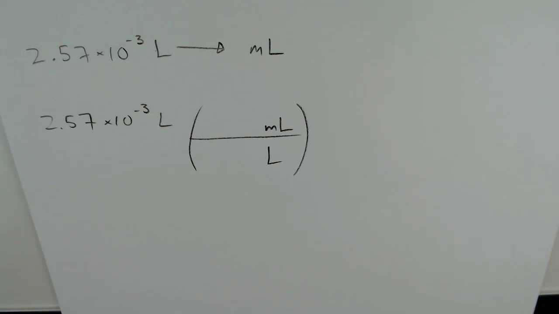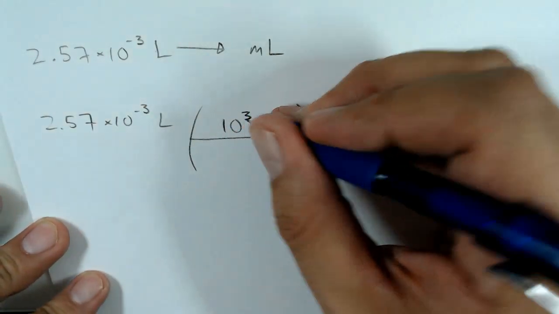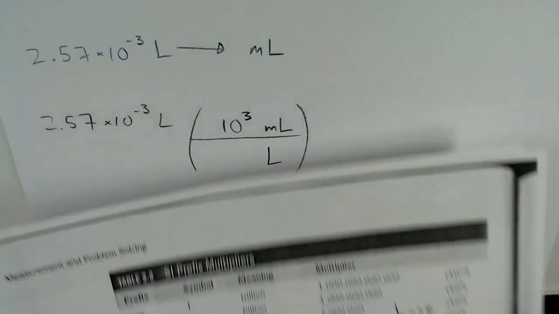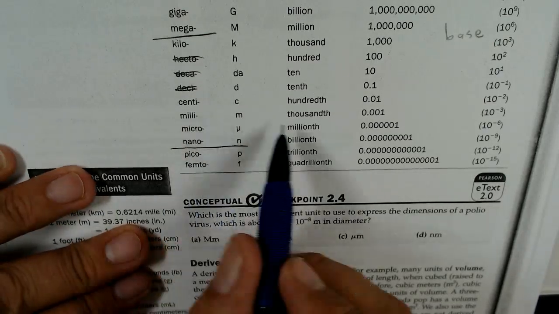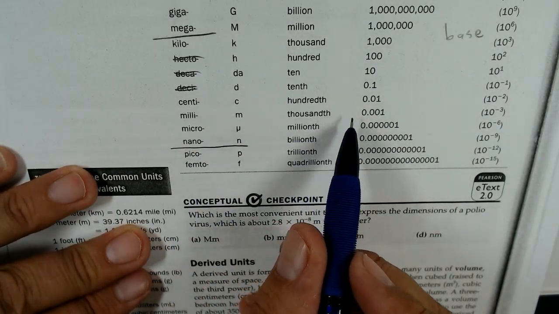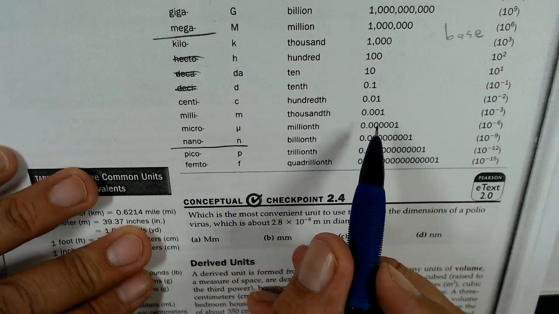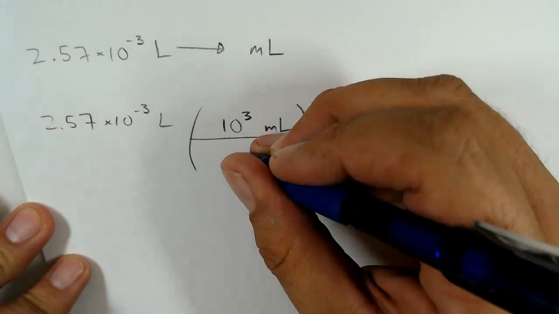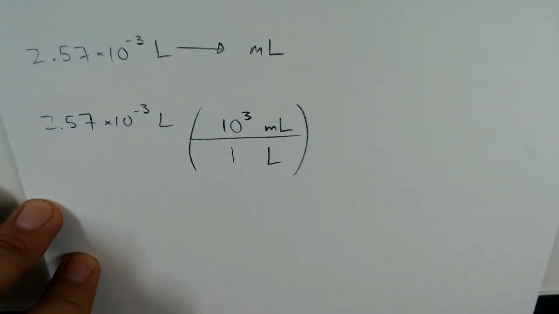And I like to work with positive exponents. So I need to plug in a factor of 10 to the 3 somewhere. Should I put it on the top or the bottom? Top. Yep. And I know that by looking at the table, if you've forgotten, the milli is the thousandths. So it means we need 1,000 of them to be 1 liter. And like I said, I like to work with positive exponents. You don't have to work with positive exponents. I think personally it makes it easier.